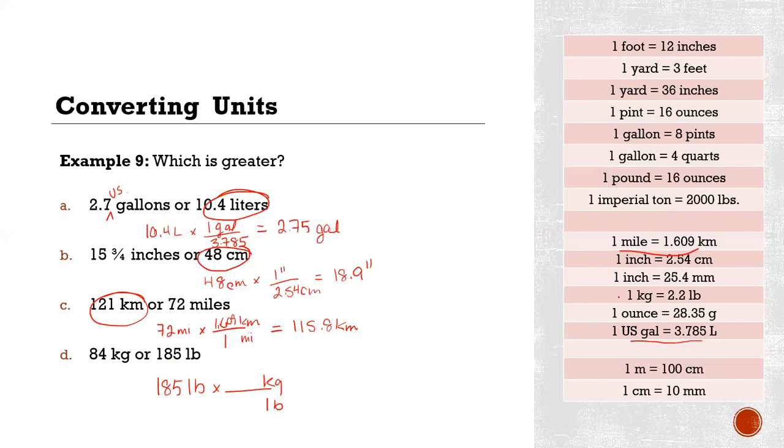So pounds and kilograms. Here's our conversion here. 1 kg is 2.2 pounds. So 185 divided by 2.2 gives me 84 kgs. These two are equal. All right. So just a simple little exercise in comparing units, pretty straightforward calculations. And that kind of wraps up the types of conversions that you need to be able to do for this particular section.